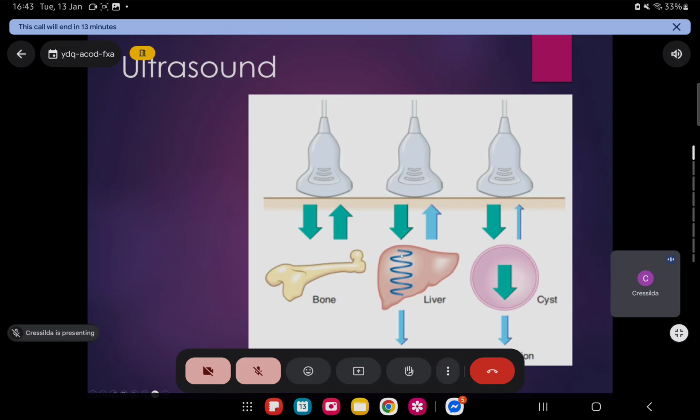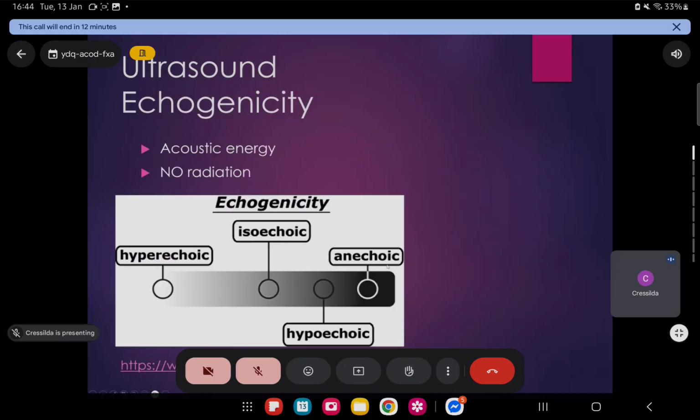Some of the ultrasound waves are able to go through. However, some will bounce back and will be reflected back to the transducer. As compared to the cyst, there is a lot that will go through, but very minimal will reflect back into the transducer. So through a combination of these and then the different organs as well as the different pathologies, we can see how it can appear different in ultrasound.